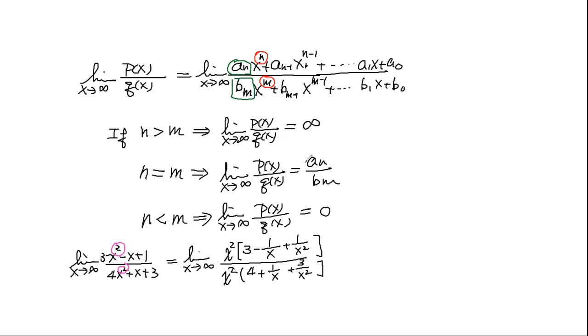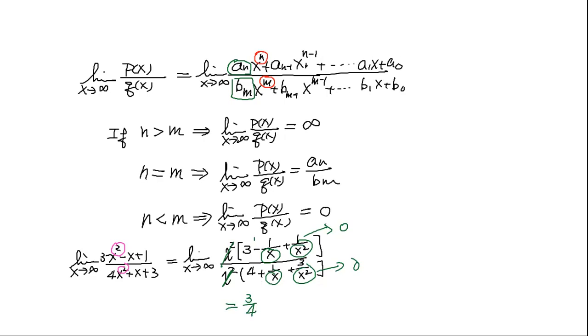Now when the limit approaches infinity, the x squared cancels, and the terms with x in the denominator approach zero, because the denominator gets bigger and bigger. So the final answer is 3 over 4. When you do the problem, you can do it this way, or you can directly identify the powers, the exponents, and then decide which case it is.